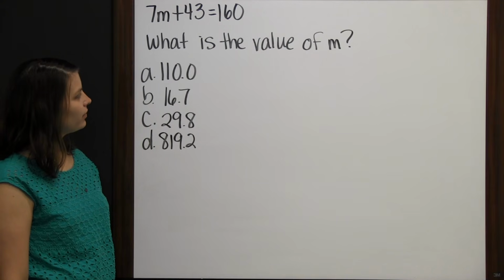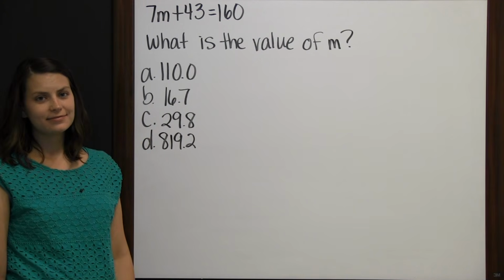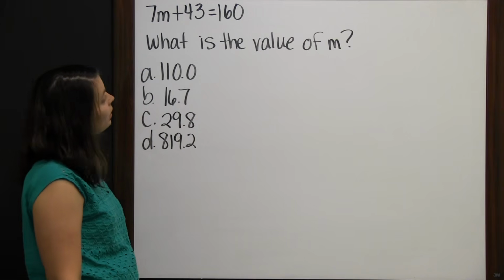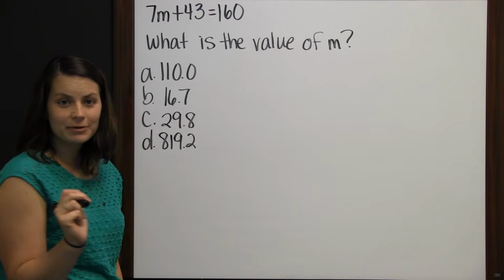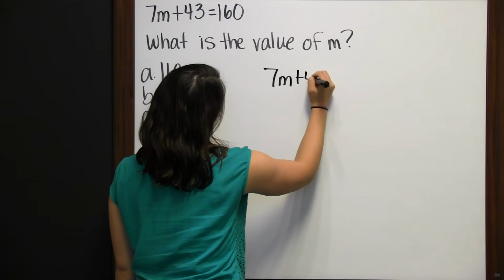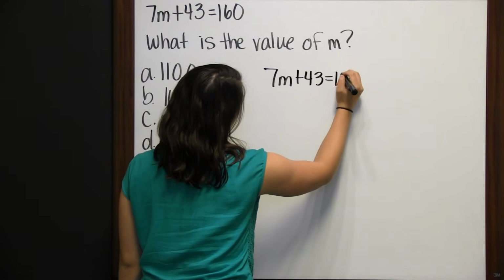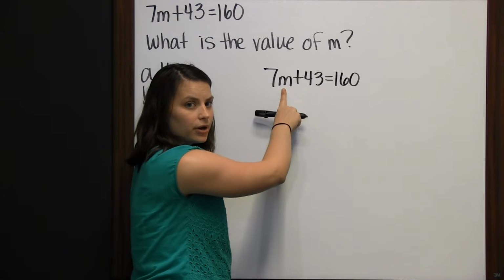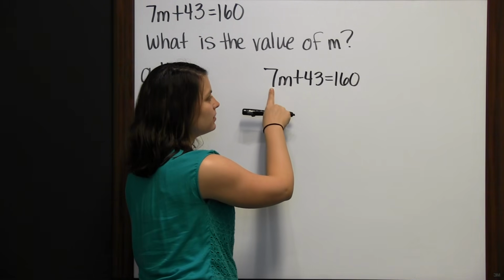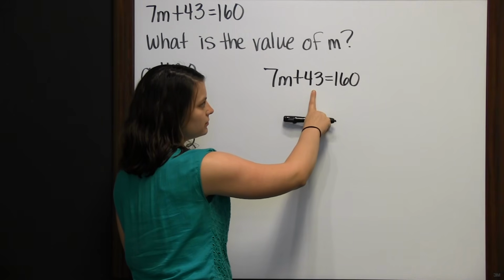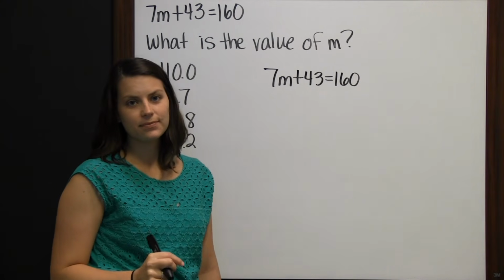7m plus 43 equals 160. What is the value of m? First I'm going to rewrite my equation: 7m plus 43 equals 160. We want to know what number multiplied times 7 with 43 added to that would give us 160.